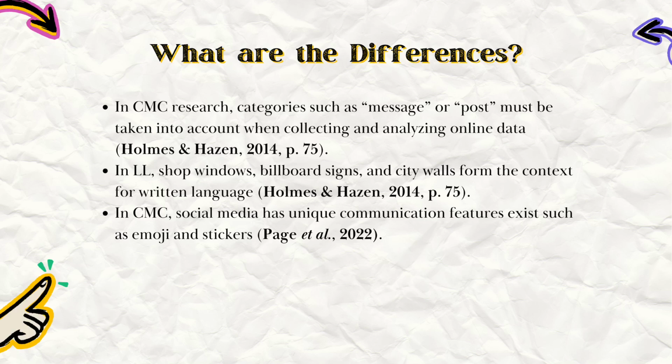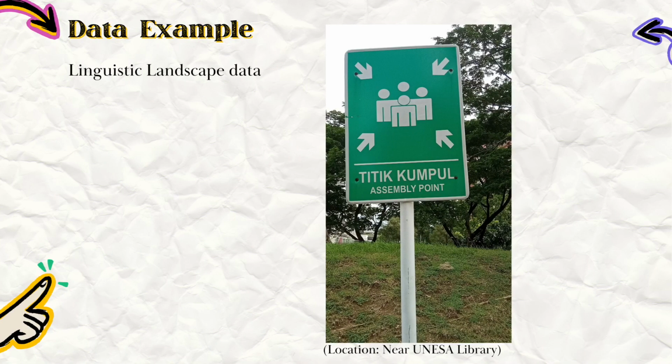So to make it clear, I will give you an example. First, in linguistic landscape data, there is an assembly point located near the UNESA library. So this can be the type of data that you can take. I don't ask for permission, I just take it.